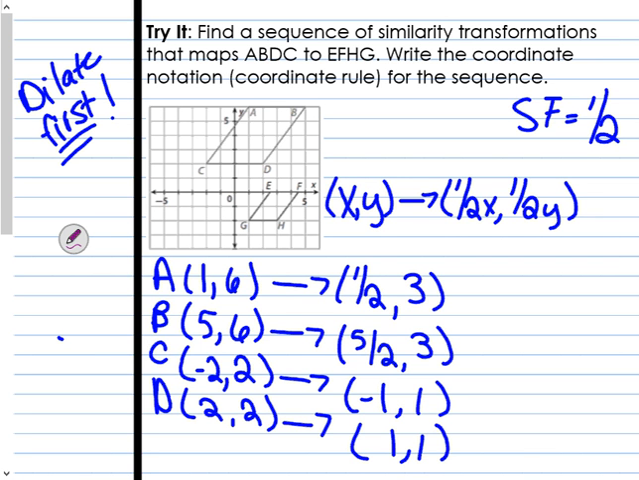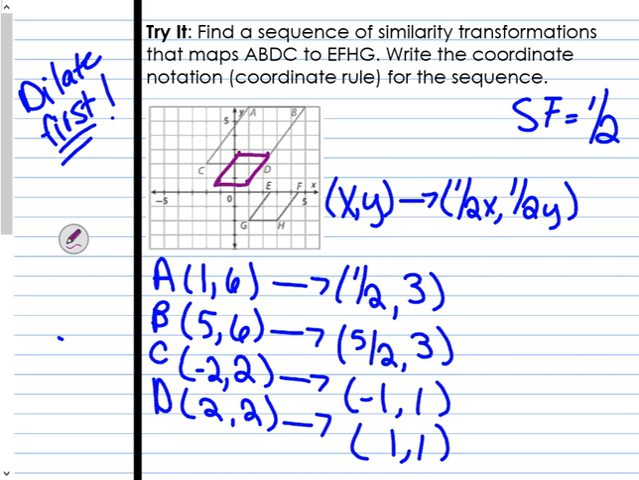So I have 1/2, 3, so it's going to be right about there. And again, I know that I'm doing this from the smartboard, so it's not going to be as perfectly straight as it needs to be. But I expect yours to be perfectly straight and perfectly on the lines because you're on pencil and paper. 5 halves is 2.5. So 2.5 on the x-axis, 3 on the y-axis. So again, right about there, should be a little farther up. -1, 1 and 1, 1. Go ahead and connect your points. And there's your shape.